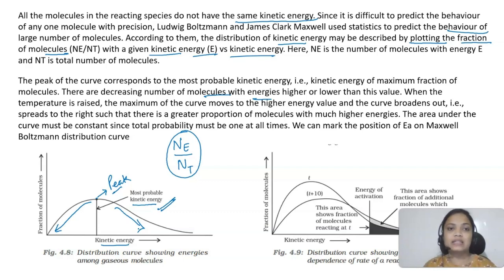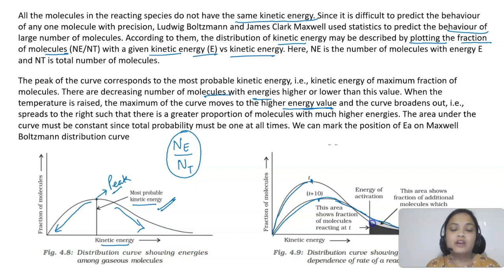Now what happens is that when you are increasing the temperature, the maximum of the curve moves to a higher energy value and the curve broadens out. You can see in this graph that earlier this was the maximum, and now the maximum of the curve has moved. At t plus 10 this has moved, and the curve actually broadens out like this.